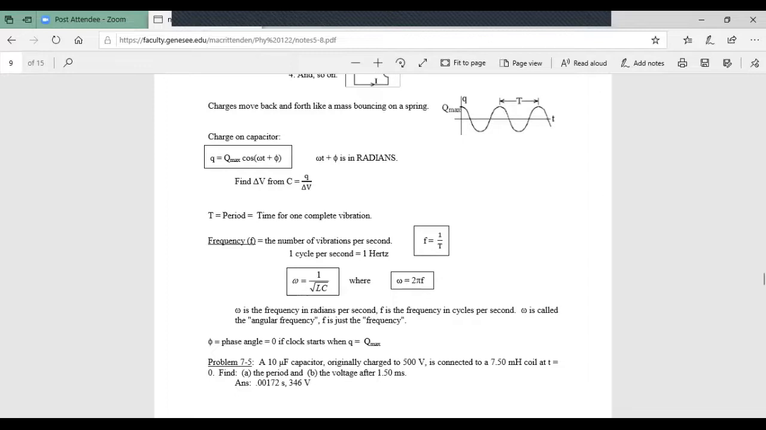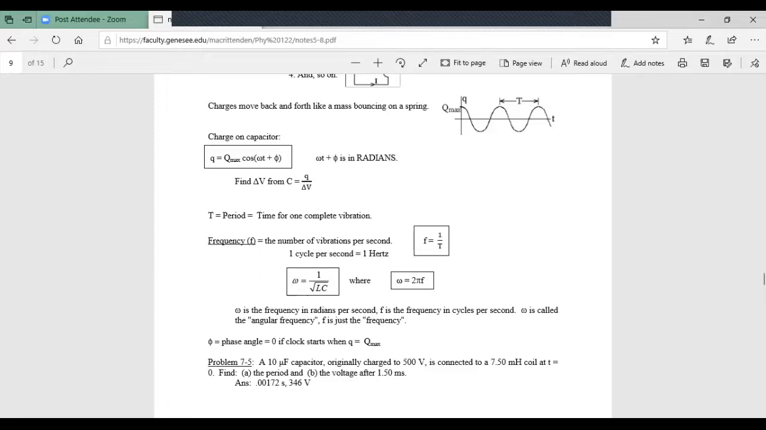Phi, the Greek letter phi on the end over here, like I wrote down here. Let's not worry about that too much. It's called the phase angle. If you just remember to start the clock when the capacitor is fully charged, then the phase angle is 0. It'll go away, and I don't really need to say anything else about it at this time. It'll become more of a story when we get into Unit 8.